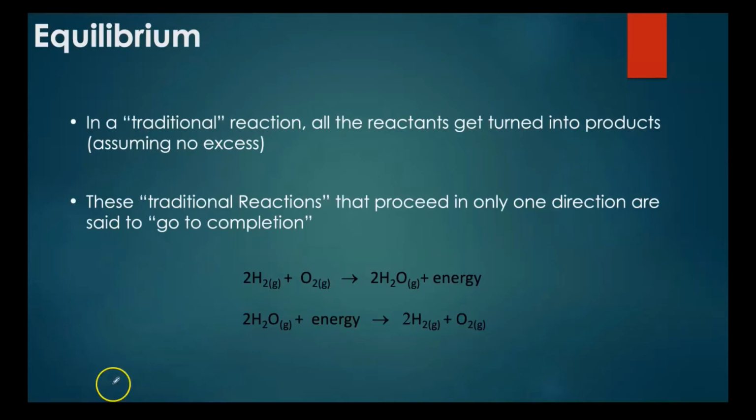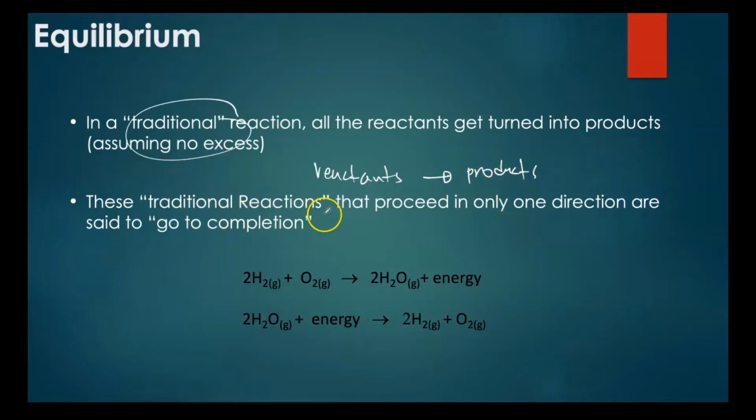Equilibrium. In a transition reaction, the reactants get turned into product, assuming there is no excess. So, if there's no excess, all reactants turn into product. These transition reactions that proceed in only one direction are said to go to completion, and they are represented with single arrows.